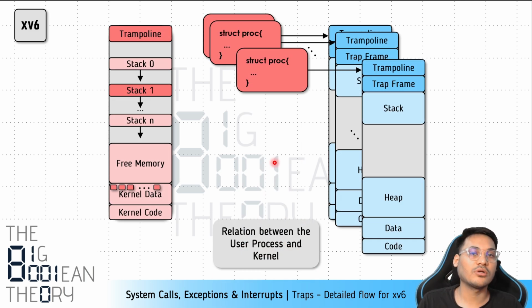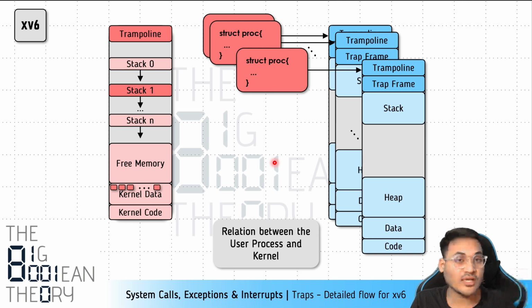Now that we have talked about the user process address space and the kernel address space, let's take a look at how both of them are related to each other. As you can see, on the left I have the kernel address space, and on the right we have the user address space. And basically there are many of them. Let's say there are n processes in the computer system. Then with each user process there will be an associated address space, so there will be as many address spaces as there are user processes in the computer system.